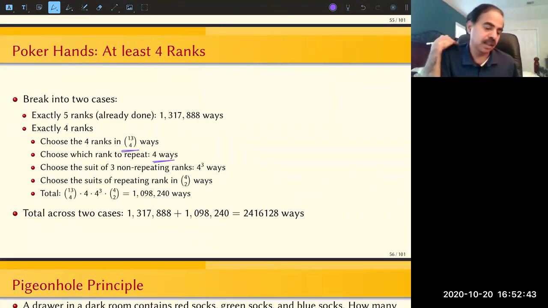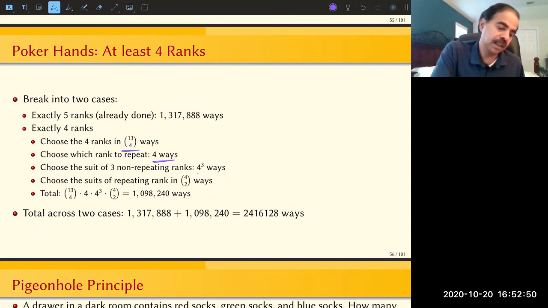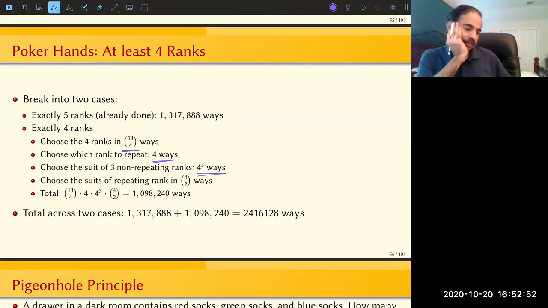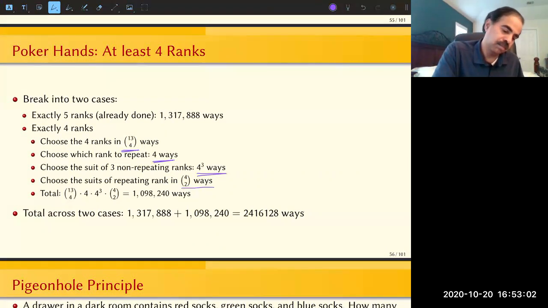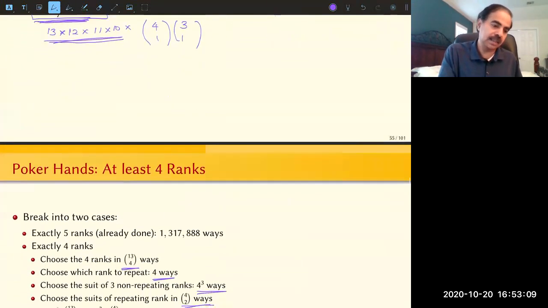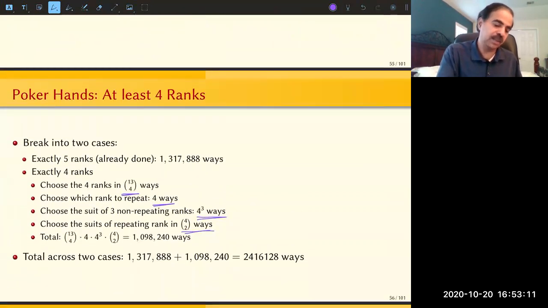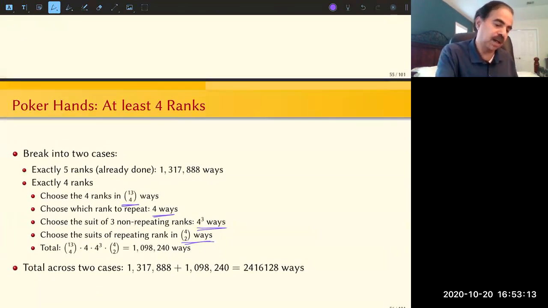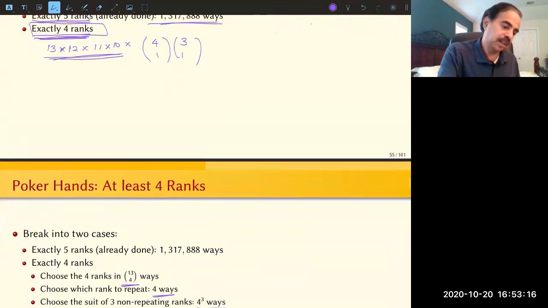And then there are 4 ways to choose which rank is repeating. Okay, so the calculation that we have in the previous thing has, let me write it down here. So you'll see where the difference is and therefore where the mistake was made, right?